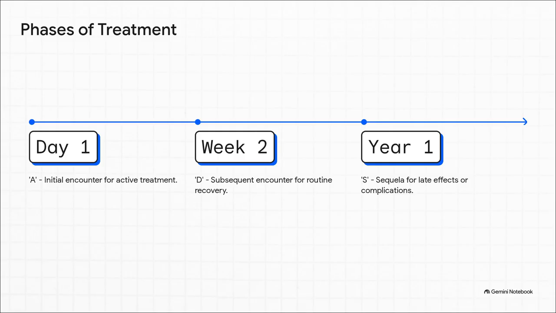And finally, S is for sequela. This is for a direct late effect or a residual complication that pops up after the original injury has totally healed. A perfect example? A scar forming months after a severe burn.